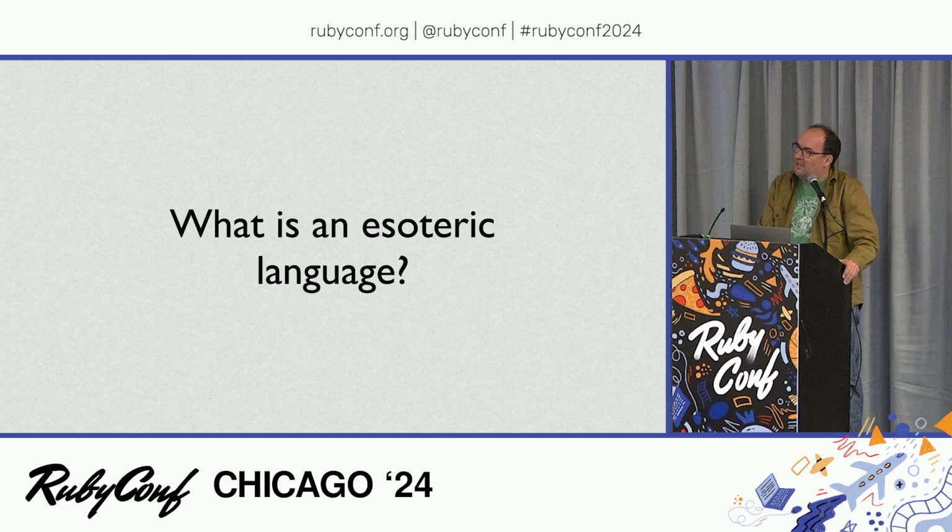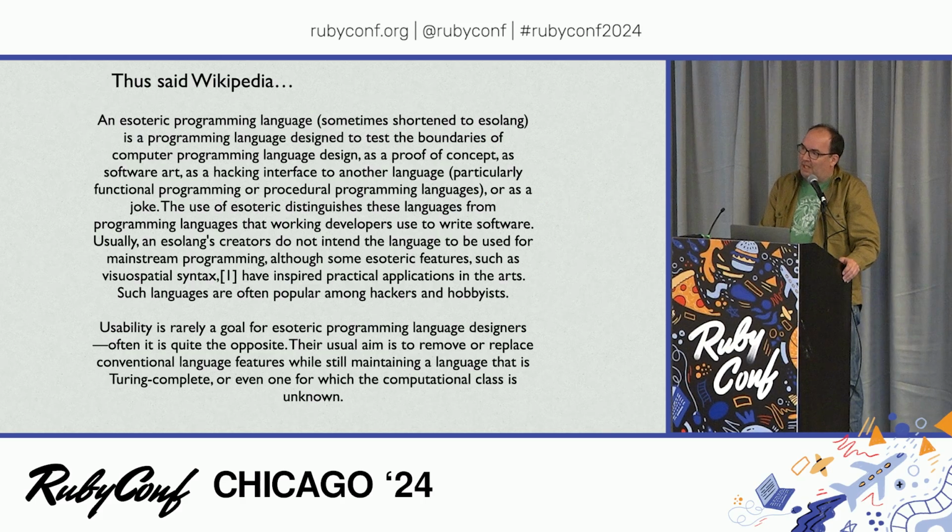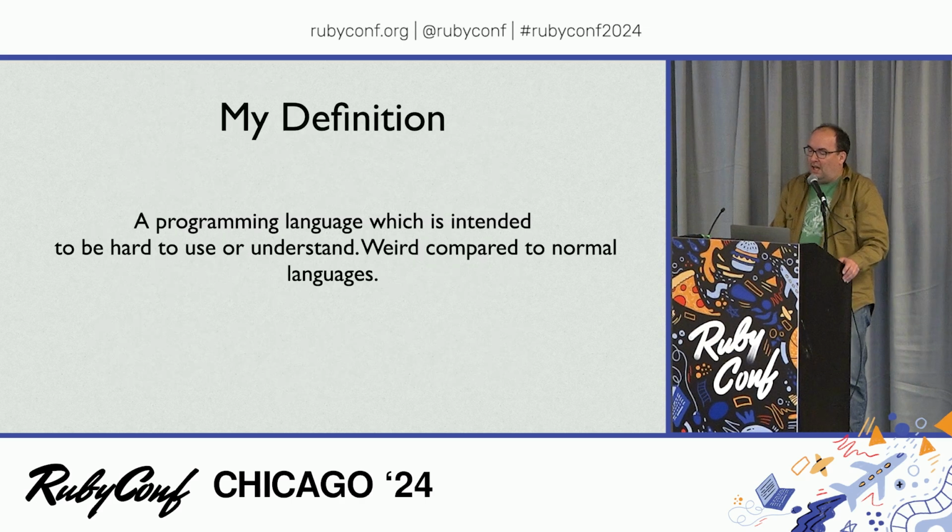All right, so what's an esoteric programming language? Wikipedia has a lot to say, but we're not going to read that. I'm going to break it down to 2 sentences. It's a programming language that's typically hard to use or understand, and you're going to consider the language weird in comparison to a traditional programming language.